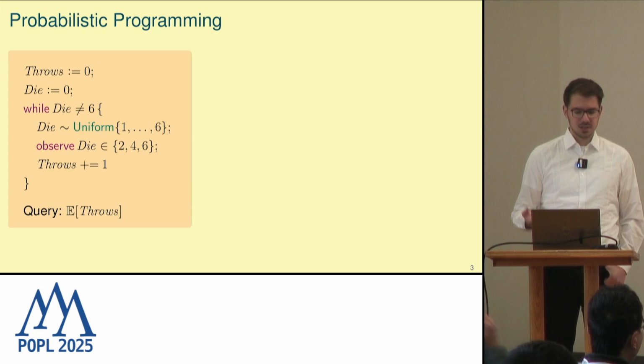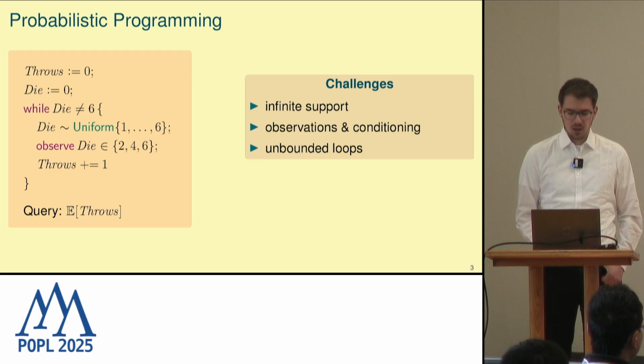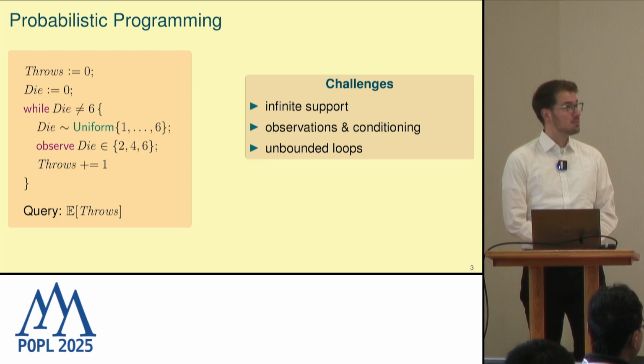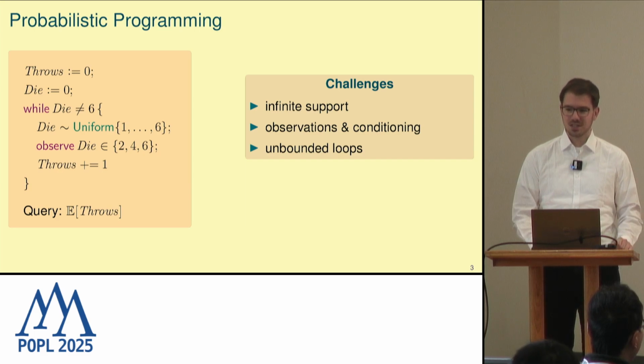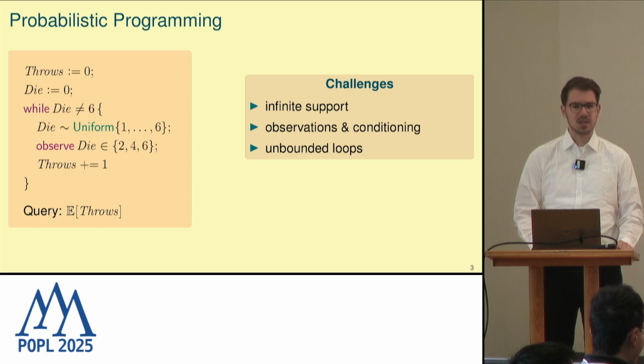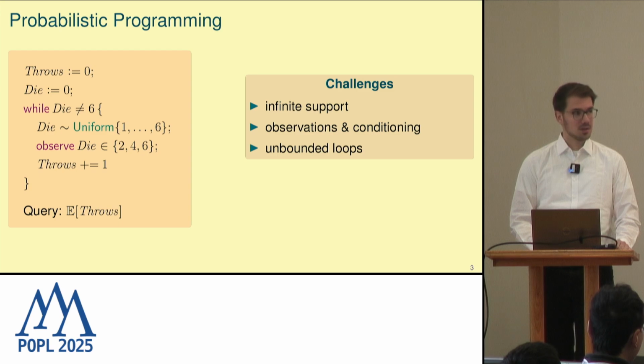So we have two variables, the number of throws and a variable for the die, and as long as the die is not 6, we sample the die, observe that it's even, and increase the number of throws by 1. So even though this is a simple probabilistic program, it poses a couple of challenges. For example, it has variables with infinite support, because the number of throws is unbounded. We have observations and conditioning, and unbounded loops.